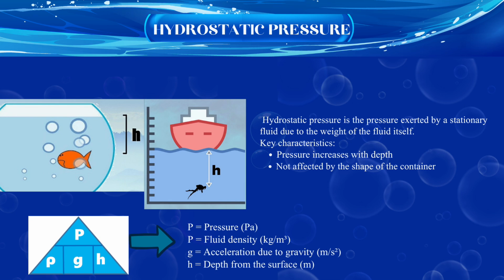Meanwhile, the illustration of the ship demonstrates that hydrostatic pressure does not only act on objects submerged in the fluid, but also on objects at the surface. The formula triangle serves as a visual aid to understand the relationship between pressure, density, gravitational acceleration, and depth, expressed in the equation P equals rho g h. Therefore, all the illustrations on this slide are intended to strengthen conceptual understanding of hydrostatic pressure through contextual visual representation.